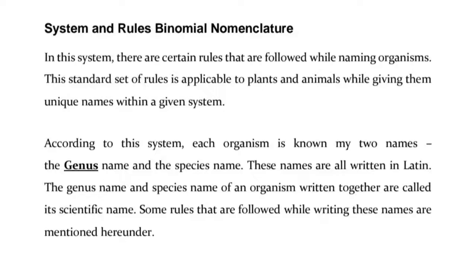System and rules. Binomial nomenclature. In this system, there are certain rules that are followed while naming organisms. The standard set of rules is applicable to plants and animals while giving them unique names within a given system. According to this system, each organism is known by two names: the genus name and the species name. These names are all written in Latin. The genus name and species name of an organism written together are called its scientific name. Some rules that are followed while writing these names are mentioned hereunder.